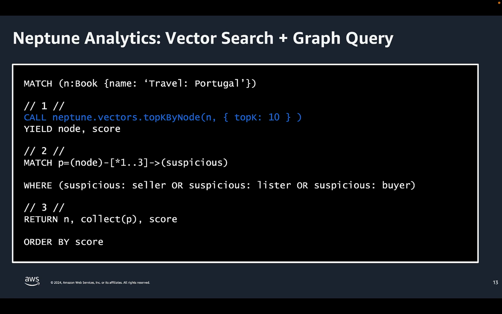In step two, for those matching books, I can traverse the graph to look at associated sellers, listers, and buyers of those books. And in step three, I can return a result that returns the matching titles as well as the score, basically how close were they to Travel Portugal, as well as the associated sellers, listers, and buyers. And I can call into question maybe some of these matching books and their associated parties.